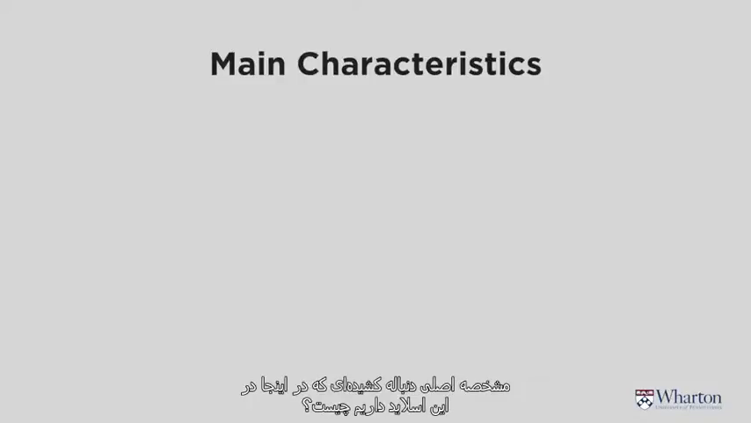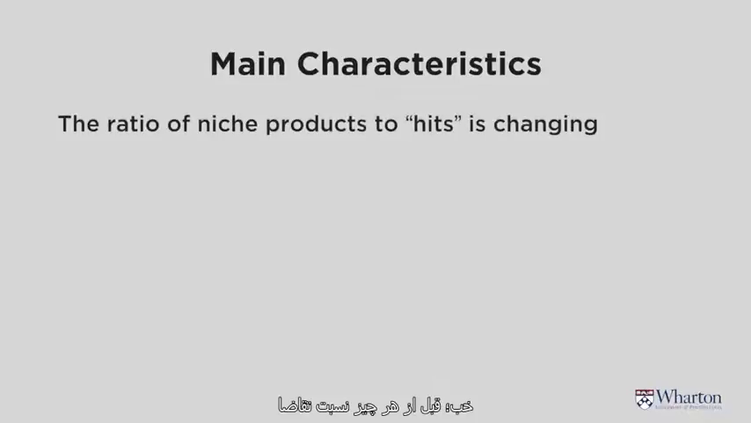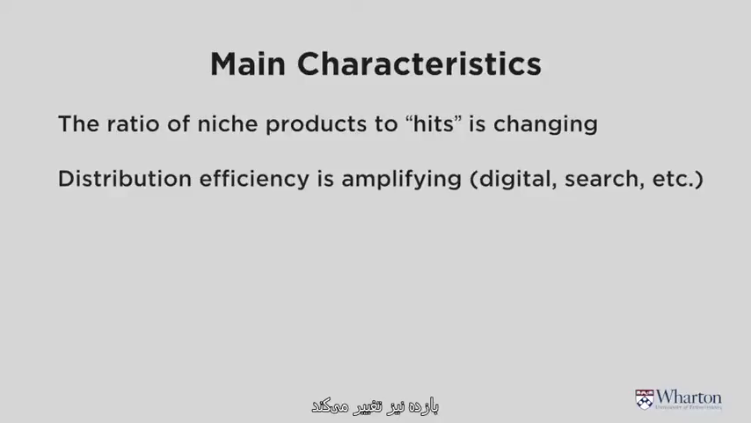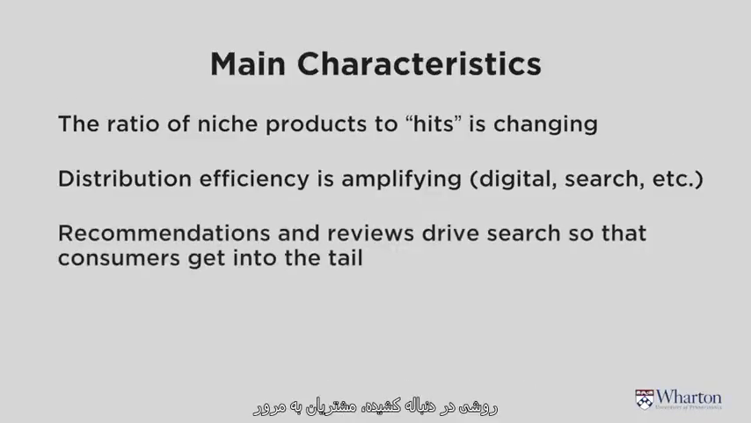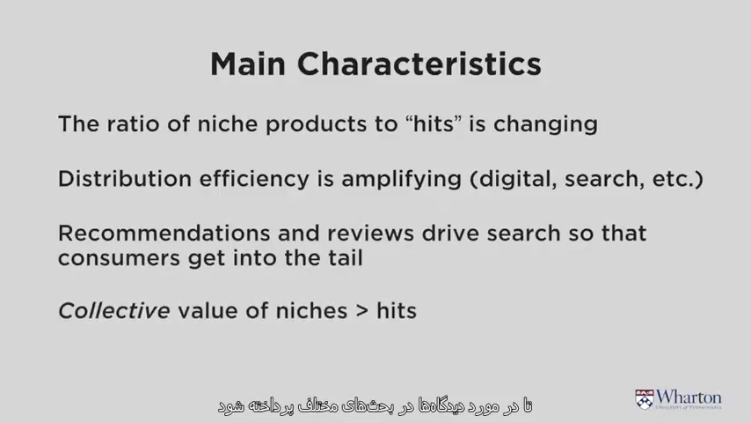What are the main characteristics of the long tail that we have here on the slide? So first of all, the ratio of niche product sales to big hit sales is changing. Now there's more demand coming from all of those niche products being added together. The distribution efficiency is also changing. You can now get access, particularly to content type products, on tablets and also mobile phones. In terms of being able to find your way into the long tail, that's where consumer reviews and so on come in, and we're going to be talking more about reviews in a subsequent discussion.